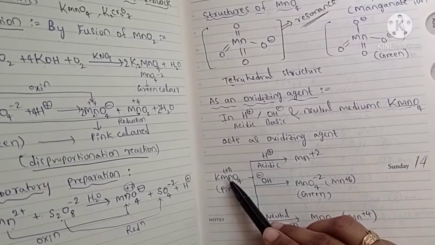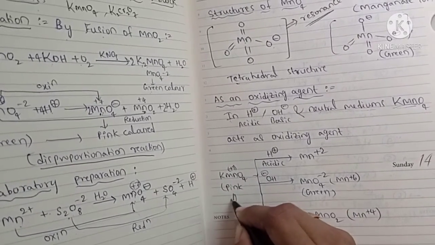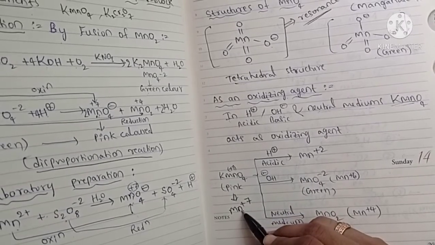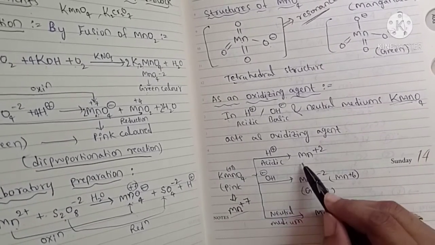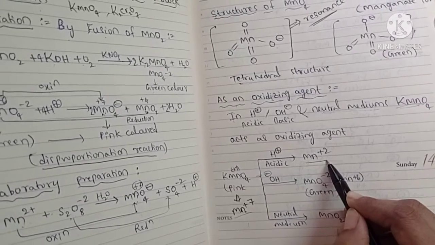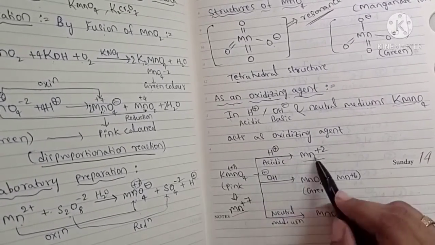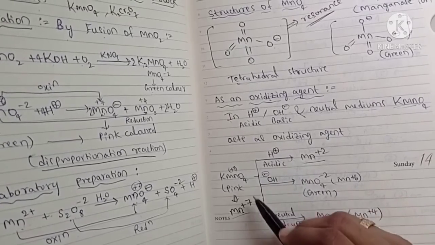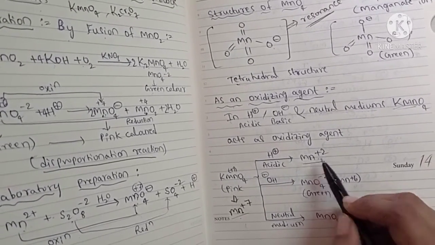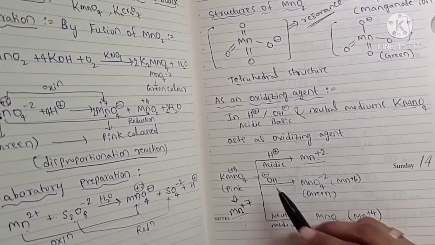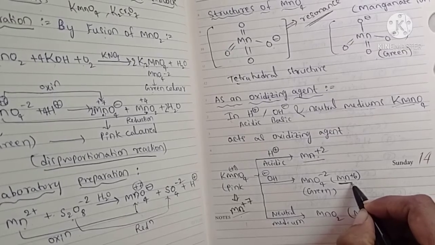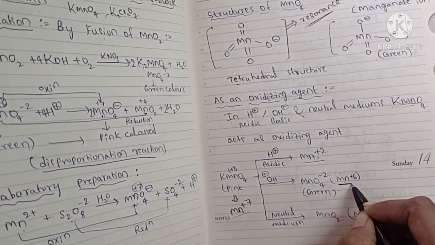In acidic medium, manganese is in the +7 oxidation state. This Mn+7 converts to Mn+2 by accepting 5 electrons. This is nothing but reduction. So in acidic medium Mn+7 changes into Mn+2. You have to remember. Then in basic medium it changes into Mn+6. So +7 changes into the +6 state. This is also reduction.